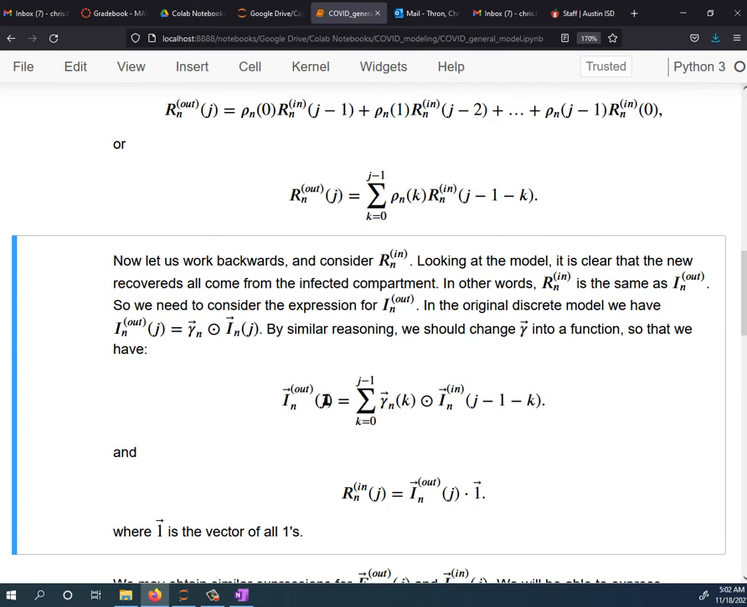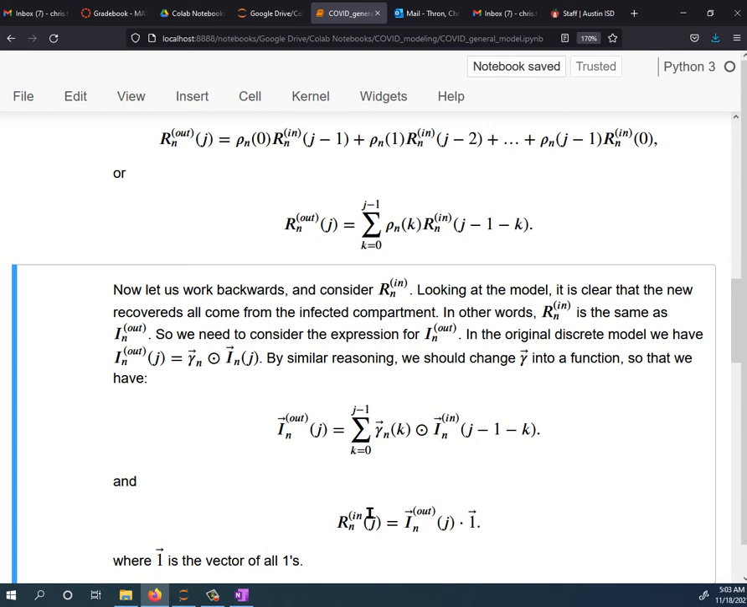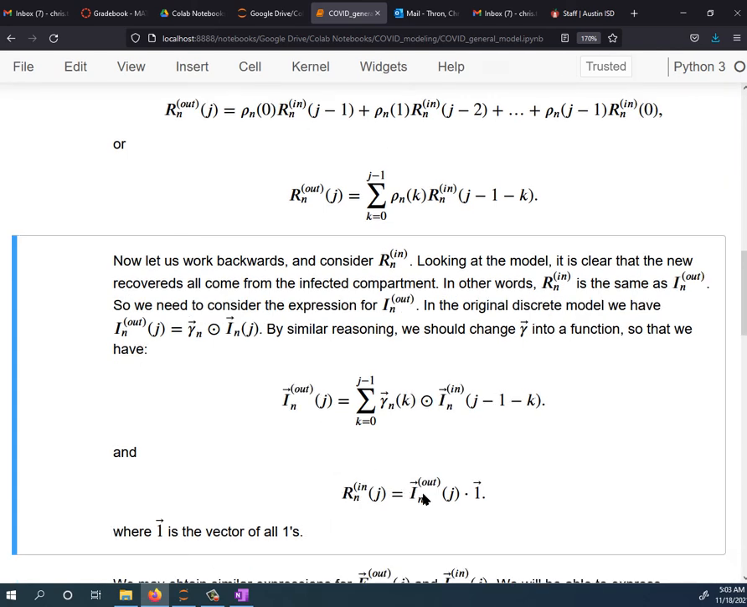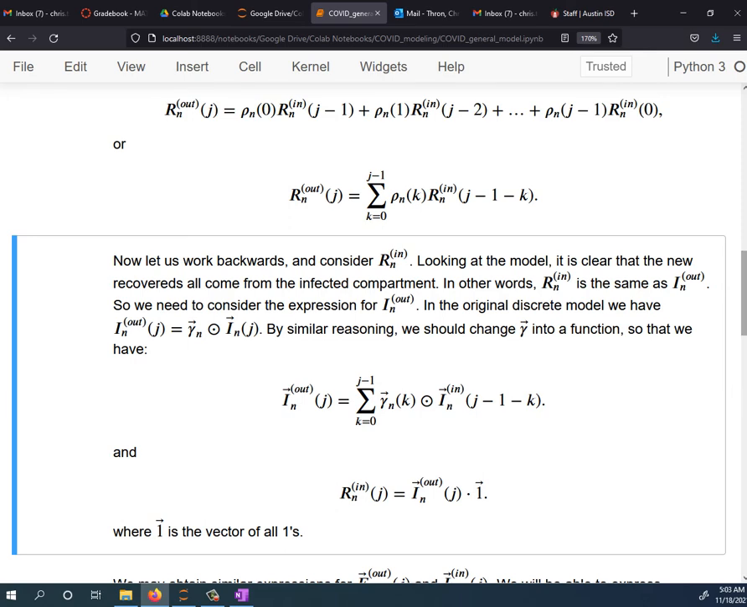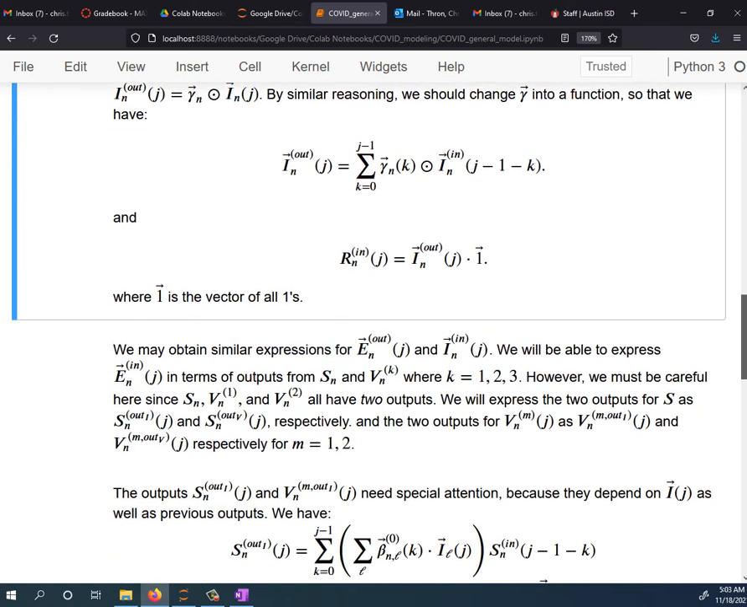Now I out is going to be a sum over all past times of my gamma function times my infected in each time interval. All right? And then R out, remember R in is a number and I out is a vector. So here we just need to sum the components of I out. I can write that as a dot product of I out and the vector 1, the vector of all ones. I see I'm missing a parenthesis here, so let me fix that. All right. Okay, so now we have I out.